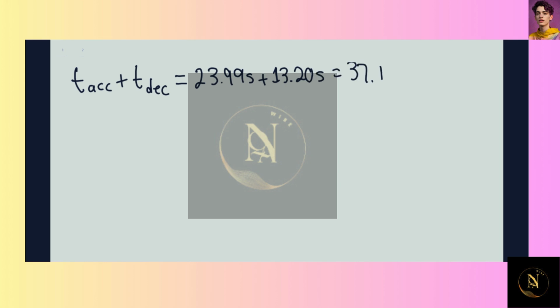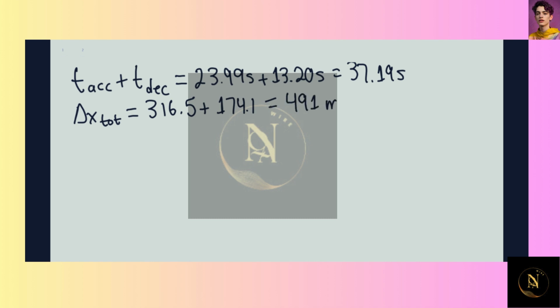Now let's get a new workbook. We want to find the total elapsed time. So t of acceleration plus t of deceleration would be simply equal to 23.99 seconds plus 13.20 seconds, and this is equaling 37.19 seconds. And then for the total distance, this would simply be equal to 316.5 plus 174.1. This is equaling 491 meters.